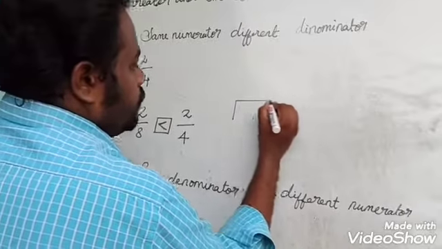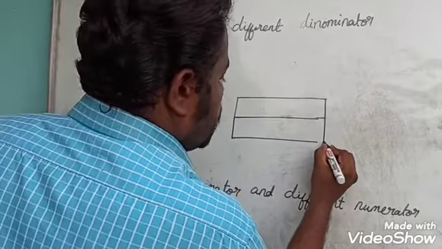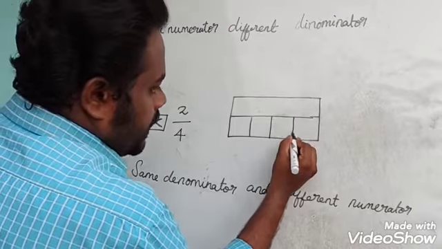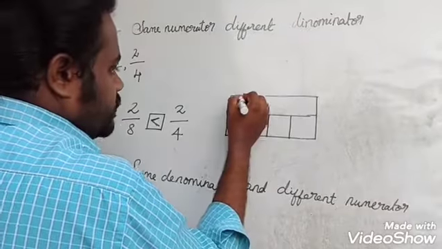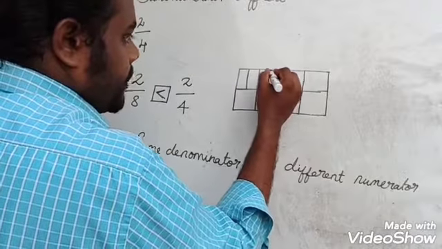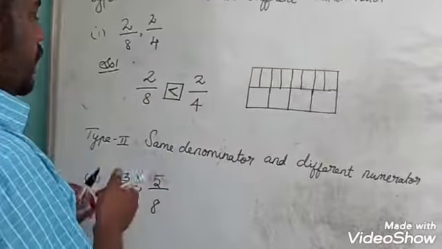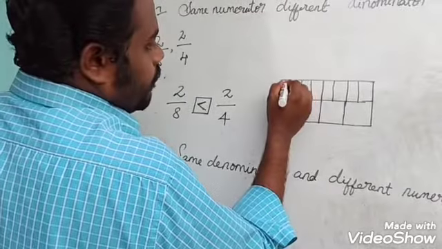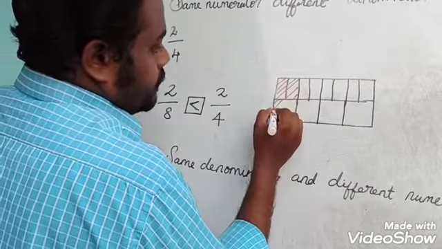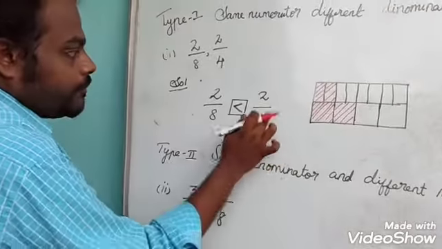So I will take 2 boxes. One I have to split into 4 parts: 1, 2, 3 and 4, 4 equal parts. And the first one I divide into 8 equal parts. So the first one is 2 by 8: out of 8 parts I need only 2 sections. Same, 2 sections out of 4 parts. So already I conclude 2 by 4 is the greater one.